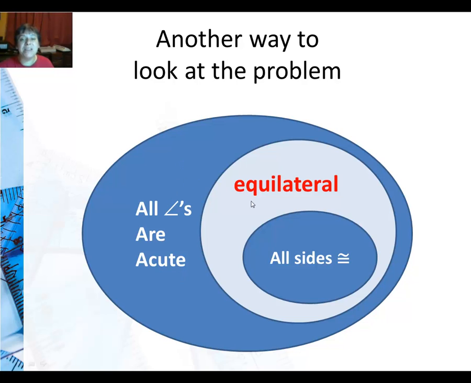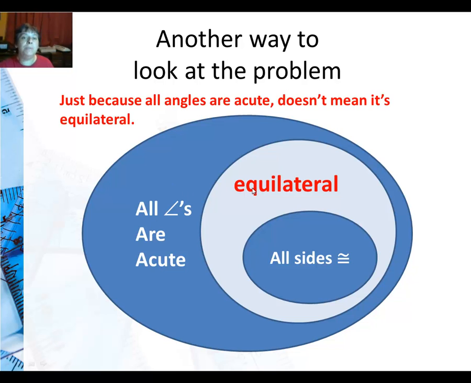Does that mean that it has to be an equilateral triangle? No, it could be a 20, 80 degree triangle. And that would be all angles acute, but definitely not equilateral. So just because all angles are acute doesn't mean it's equilateral. So it's an invalid argument. Now you're probably not going to have to say, oh, this is invalid because of the transitive reasoning or even direct reasoning. You just need to be able to use the reasoning to determine if an argument is valid.